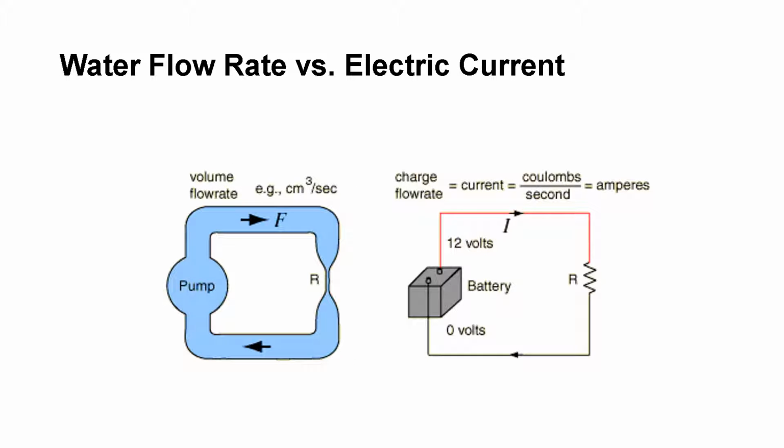So here we have another description of the water flow rate versus electric current. On the left, we have a picture showing a pump giving a volume flow rate. That pump is pushing whatever liquid, we're going to call it water here, through these tubes at a very set flow rate, so here we're going to say some centimeters cubed per second. As that water flows around in the direction of the arrows, it's going to pass through a thin area, which we're going to call the resistance.